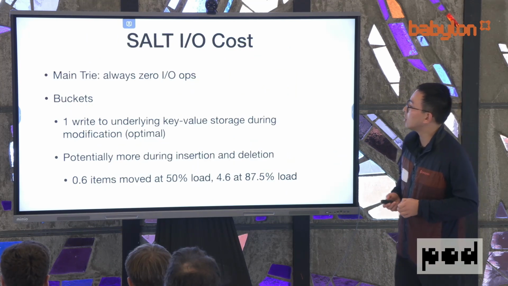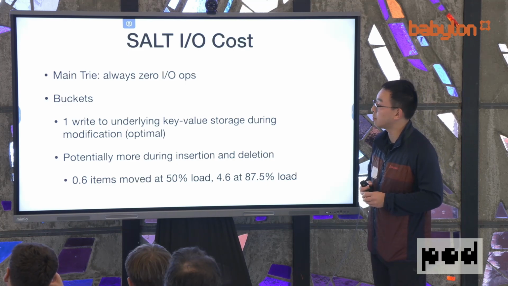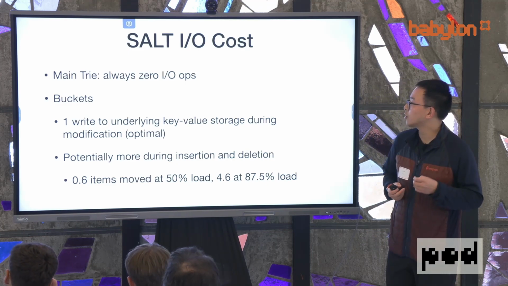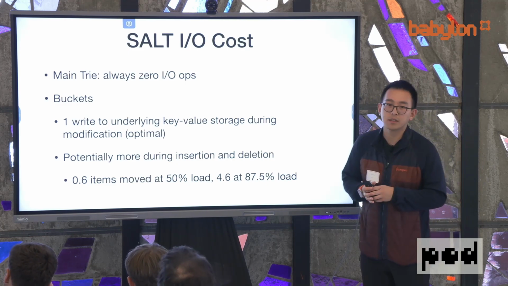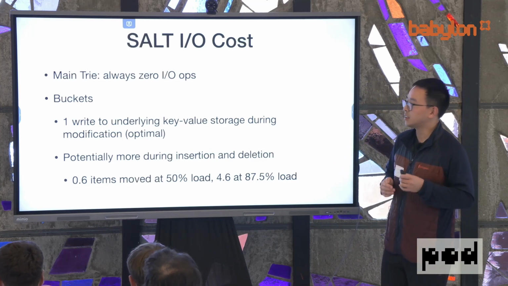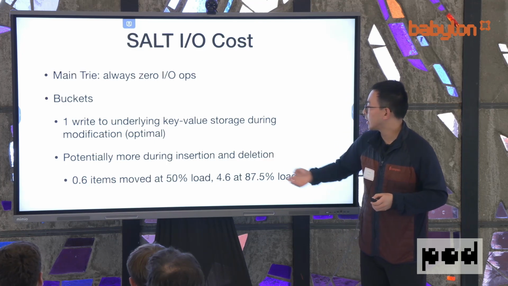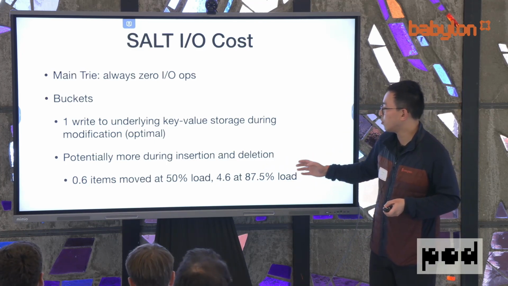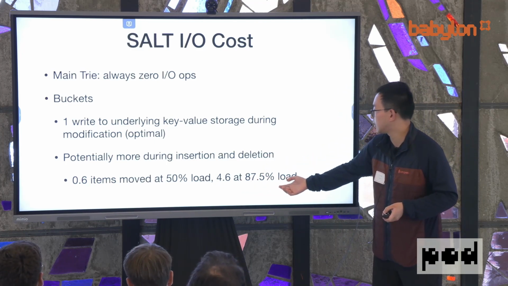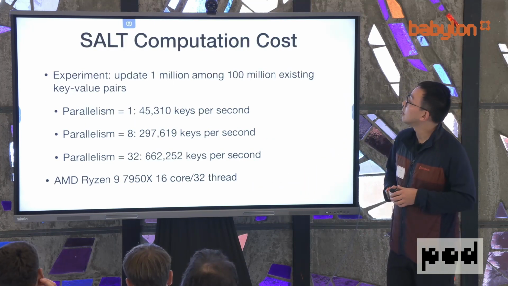OK, so I/O cost is always 0, and in terms of the main trie, which sits in the memory, to the buckets, of course, you have to update the underlying key value storage, but it's something that you have to do when you execute blockchain transactions anyway. It's totally separated from the authentication data structure. And as I mentioned, during insertion and deletion, probably more, but it turns out that when the load factor of the hash tables is not crazy, it's not too much.